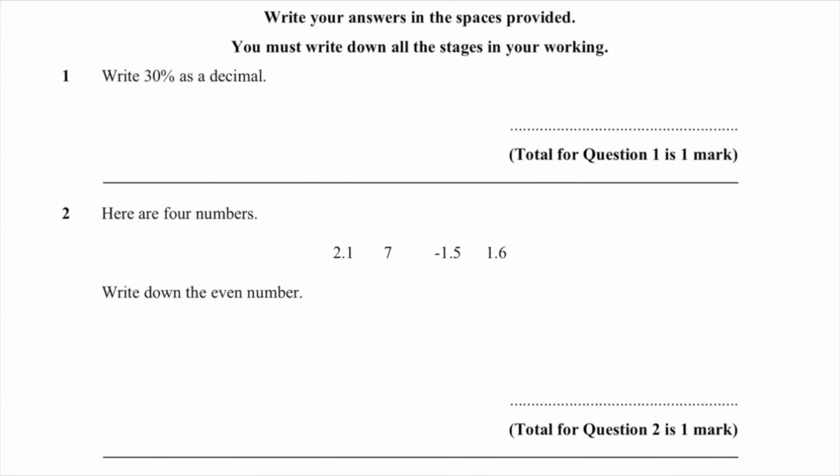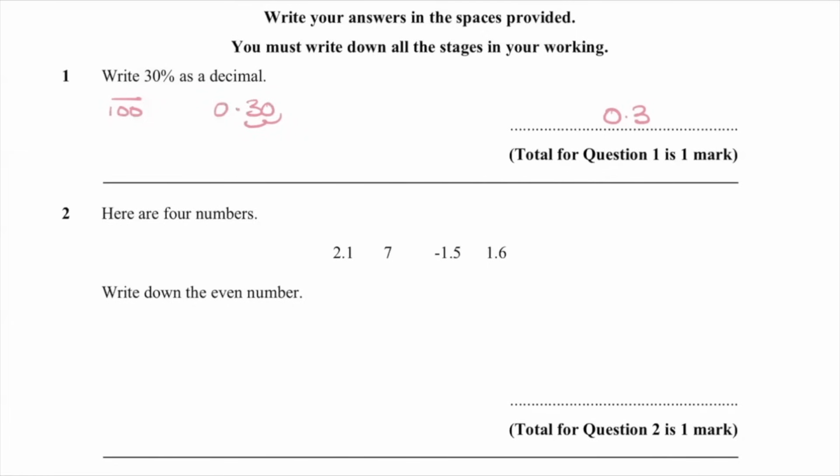Okay, so 30% as a decimal is 0.3. Percent means out of 100. We've got divide by 100 here. So it's literally 30 divided by 100.